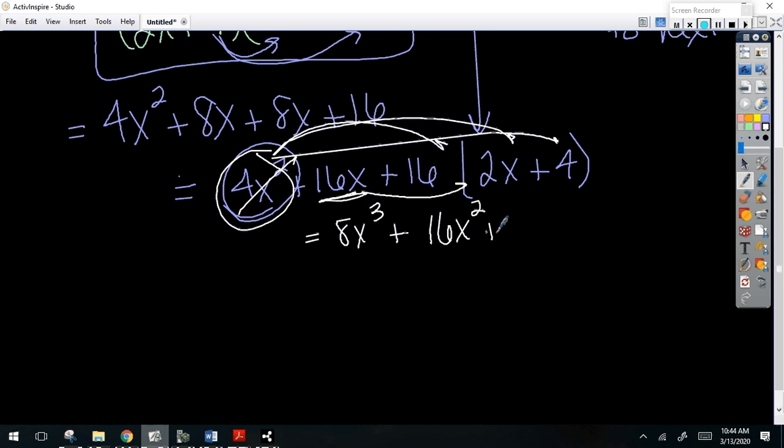16x times 2x. That's 32. Now, there you go. That's your 32x squared. How about 16x times 4? Double 32 would be 64. 64. Yeah.